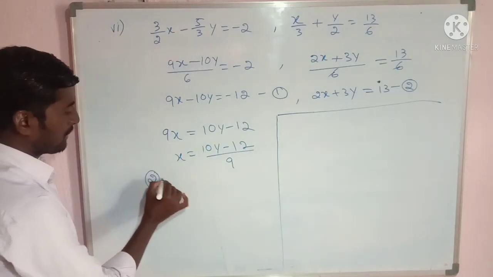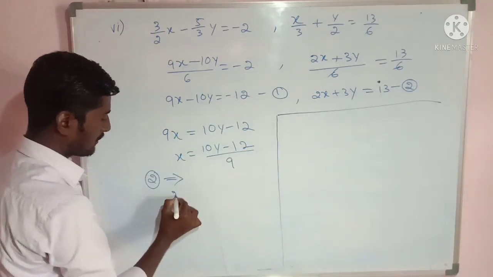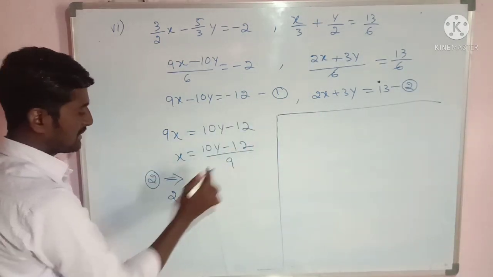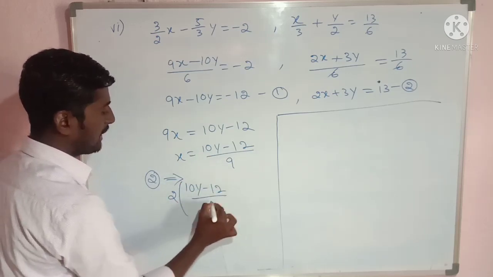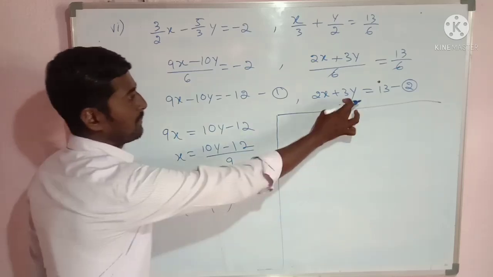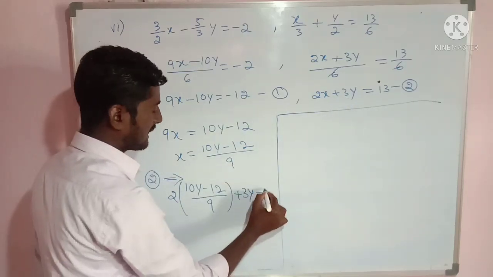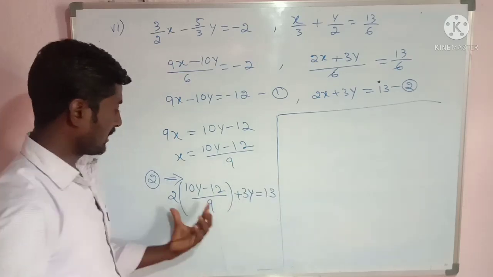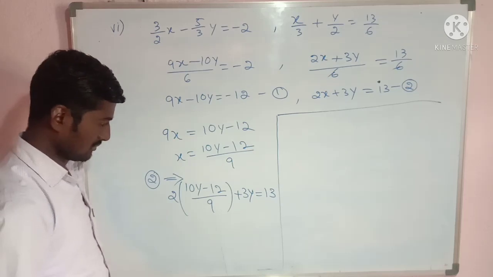Equation number 2 implies 2 into x is there. x is nothing but this value, that is 10y minus 12 divided by 9, plus 3y is equal to how much? 13. Okay. Here you have to simplify this. We have to find the value of y.